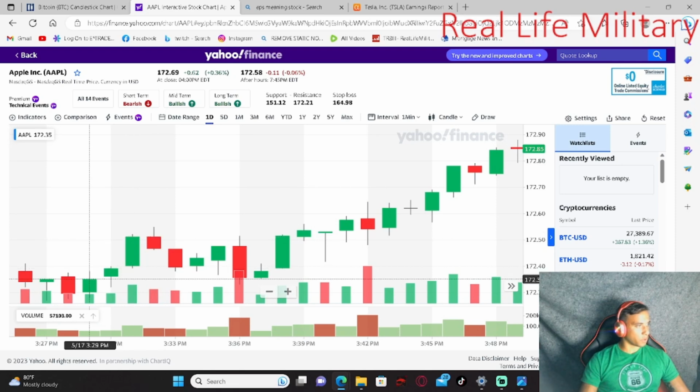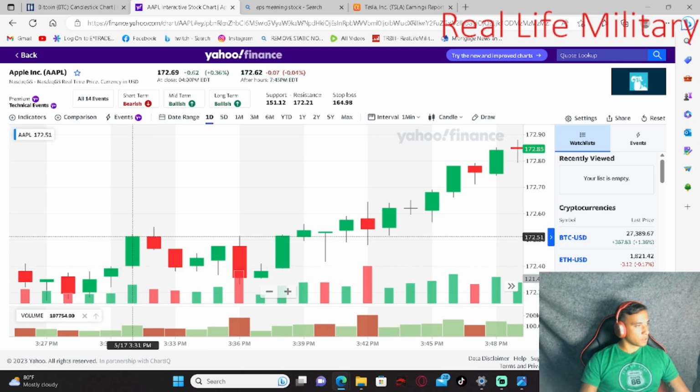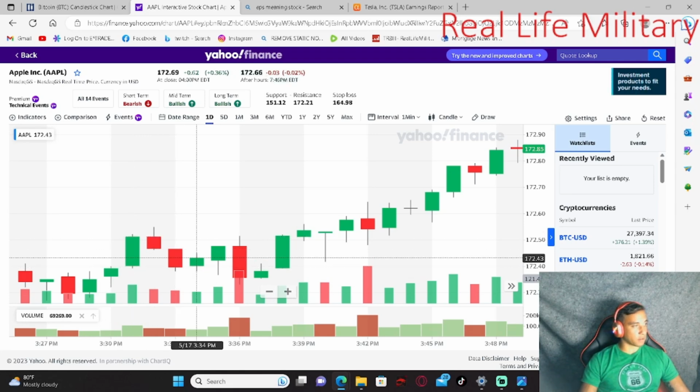So, right here you can see. It opens right here, green. Throughout this minute interval, it goes up, which would be a single green bar all the way up here to where that wick is, comes down, and then as soon as it crosses over here, it'll be red, and then it comes back up, fills up, and then closes for the minute, and that makes that candlestick.